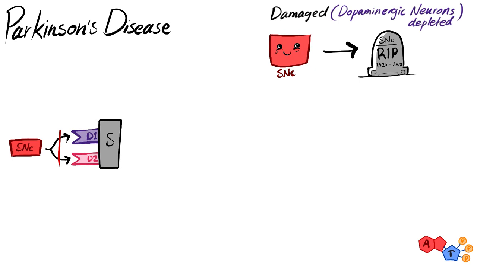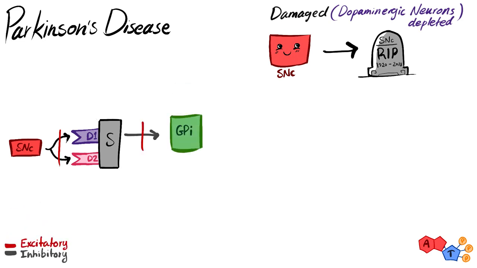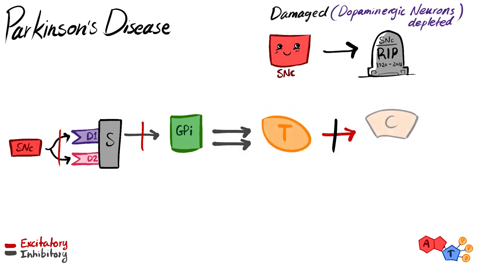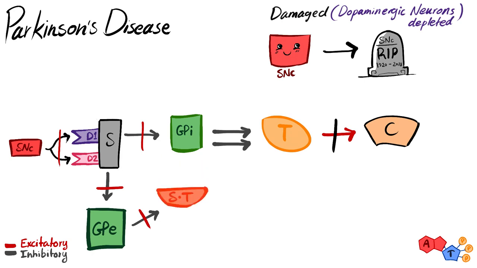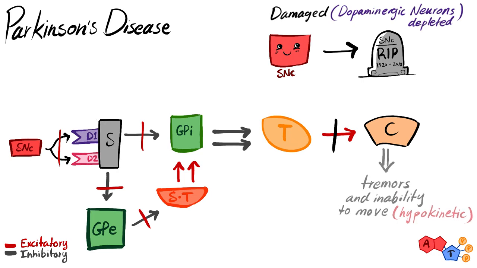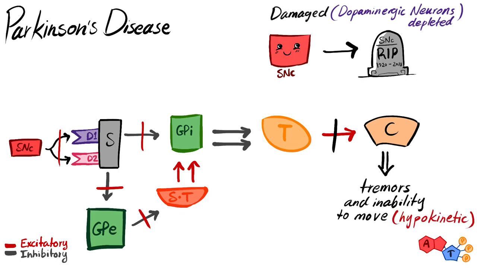So if no dopamine can reach D1 receptor, no activation of striatum, and then no inhibition of globus pallidus interna, and consequently we will have continuous inhibition of the thalamus, so it will be very difficult for the person to move. On the other hand, if no dopamine can reach D2 receptors, we will have no inhibition of the subthalamus, and then this will keep globus pallidus interna active, and the globus pallidus interna will inhibit the thalamus, leading to tremors and inability to move.